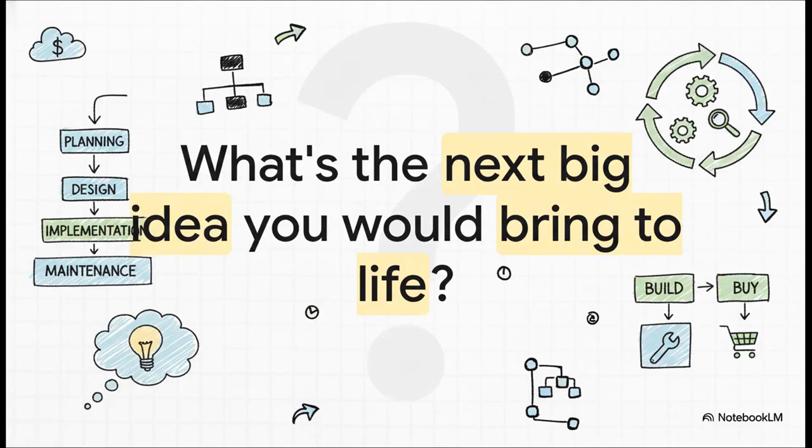So there you have it. We've gone from the rigid blueprints of waterfall to the flexible currents of agile. We've looked at the big build versus buy decision, and we've seen the tools that keep the whole thing on track. It's the roadmap that takes a simple, chaotic idea and turns it into real, reliable code. So I guess the only question left is, now that you have the map, what's the next big idea you would bring to life?